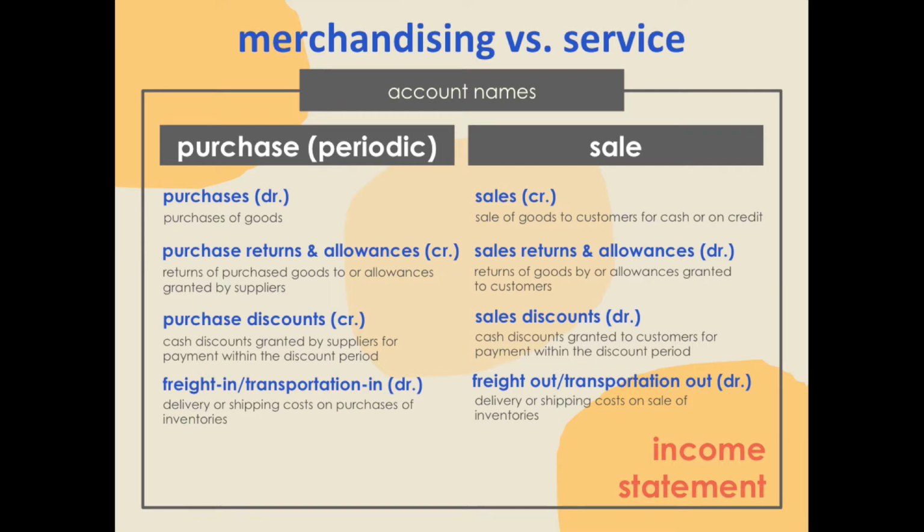First, we have purchases, which is used to record the purchase of goods. It has a normal debit balance because it's actually a type of an expense. Later, you'll understand why when we go through the formulas for cost of goods sold.